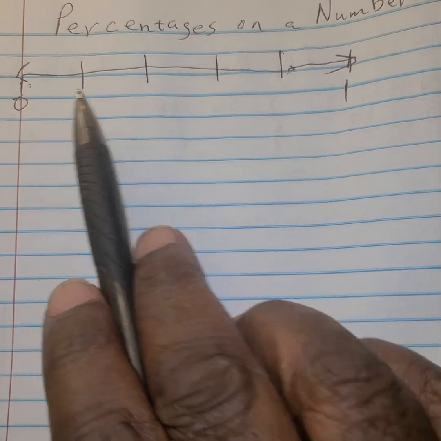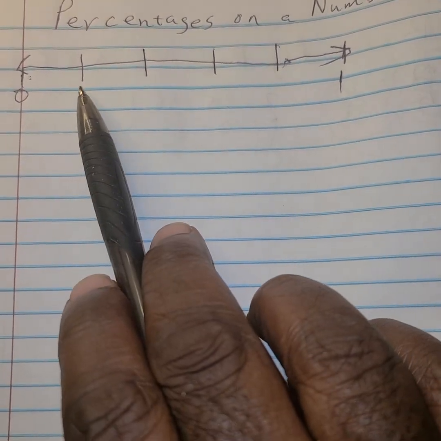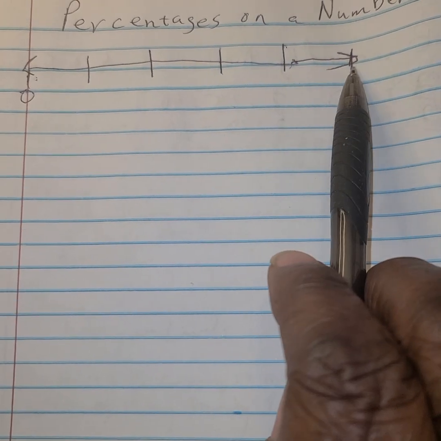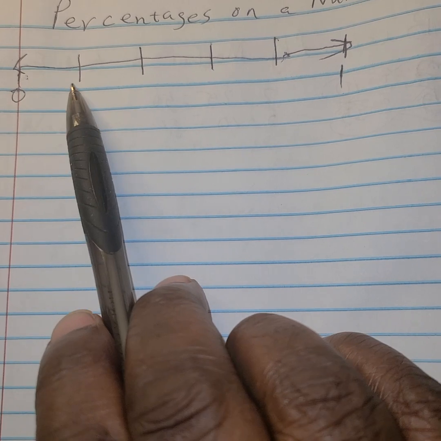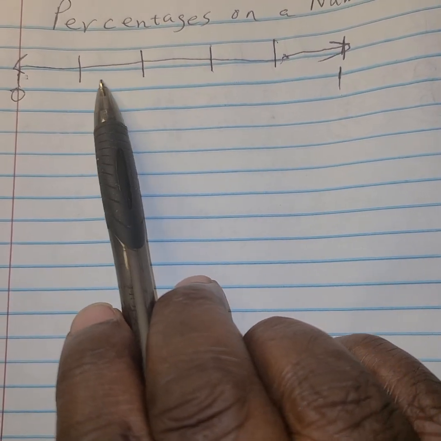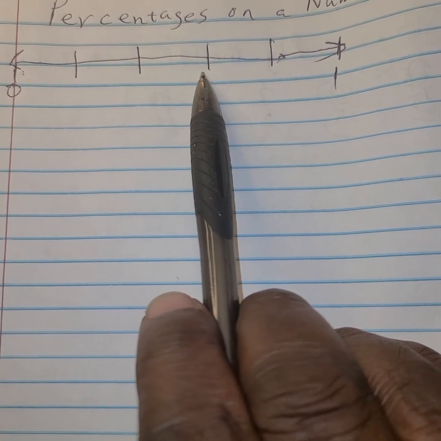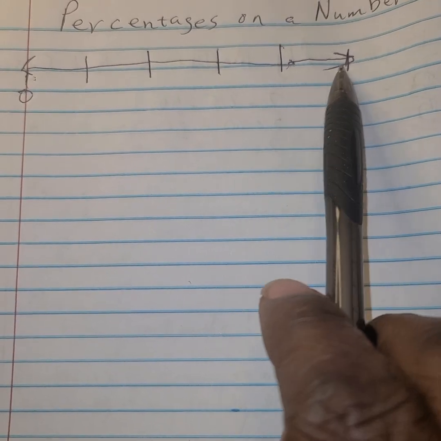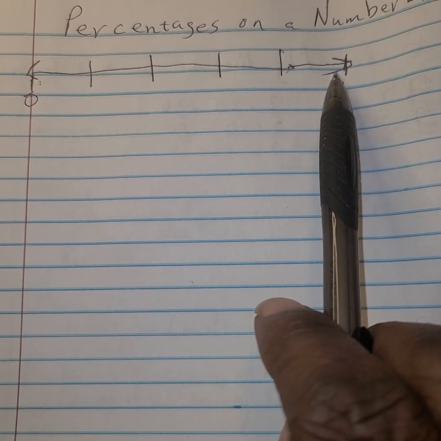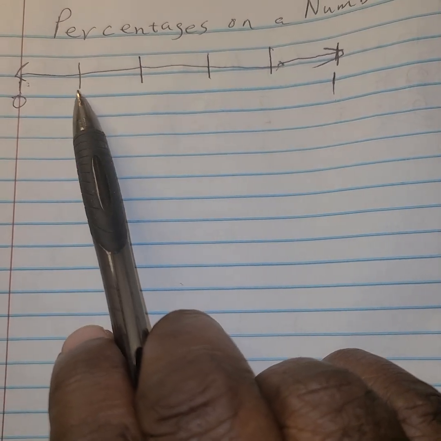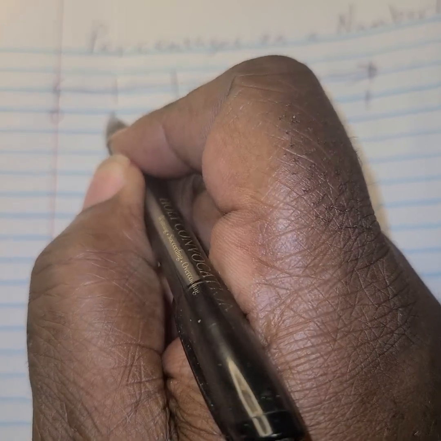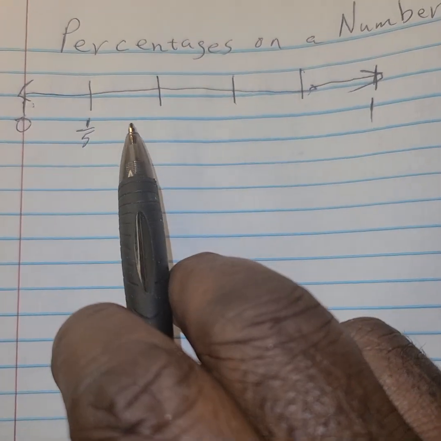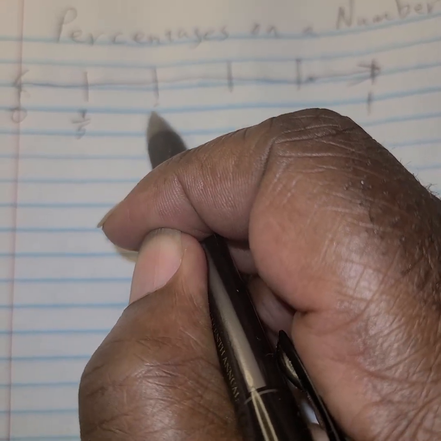So if I count between 0 and 1, I have 1, 2, 3, 4, 5 parts. Or if I count the boxes or parts, 1, 2, 3, 4, 5 parts. So that means each line represents 1 out of 5 parts. So this line is 1/5. And the second line would be 2/5. That's right.